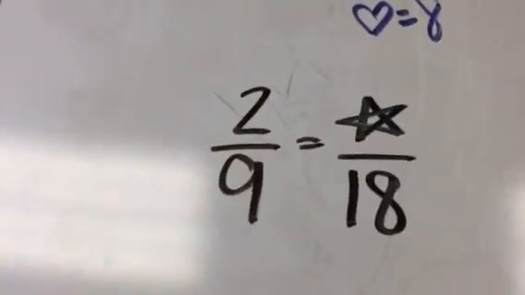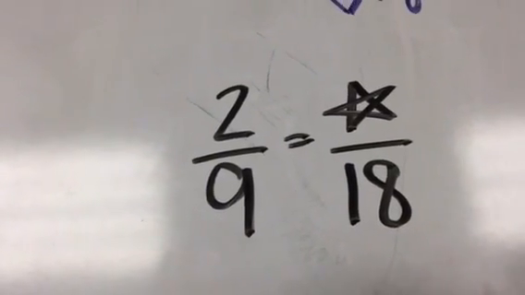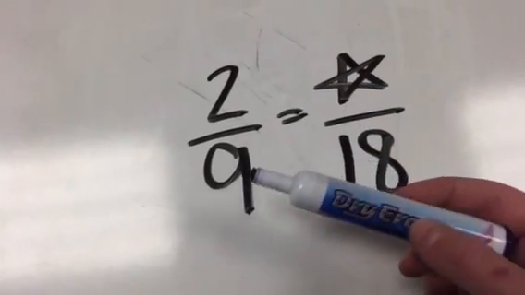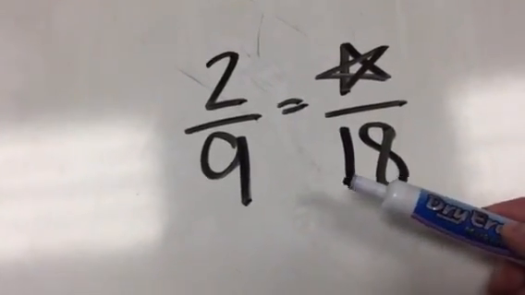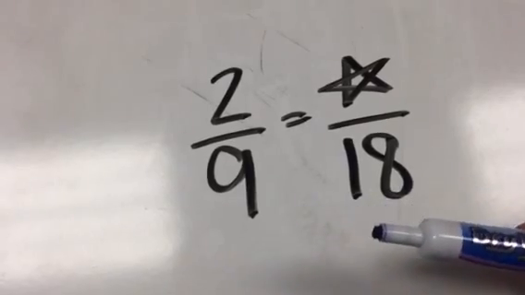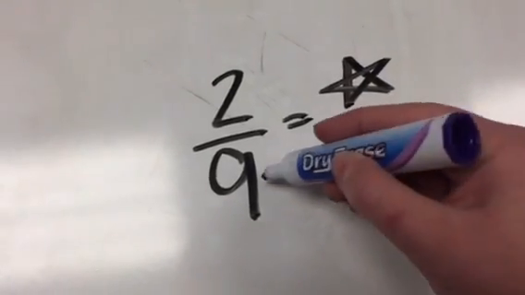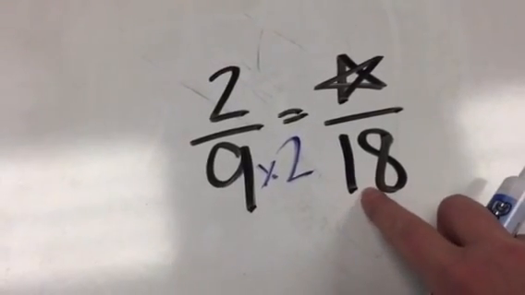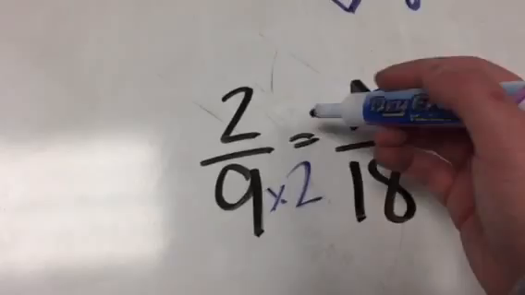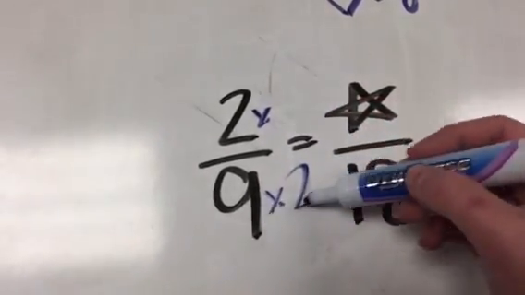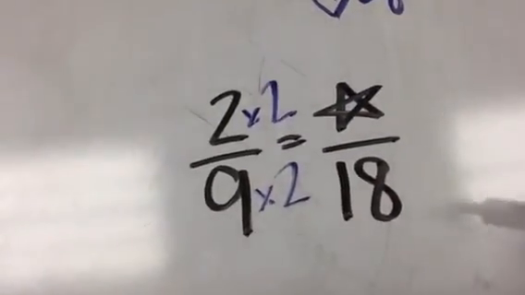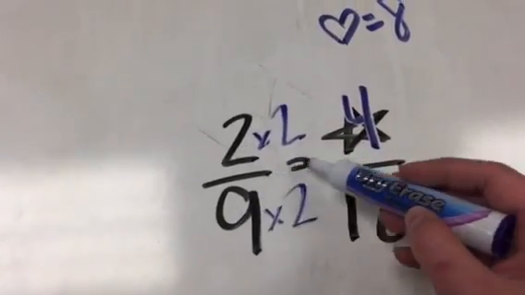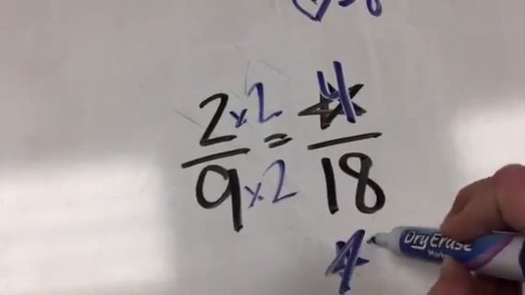Okay, but let's look at this one. This one could be the same, it might be a little bit different. Let's find out. I don't know how to get from 2 to star, but can I get from 9 to 18? Yes, I can. How do I get from 9 to 18? 9, 18. What do I do? Times it by 2, right? 9 times 2 is 18. So if I multiply the bottom by 2, I've got to multiply the top by 2. So 9 times 2 is 18. What's 2 times 2? 4. Good. So 2/9 is equal to 4/18. Star is equal to 4.